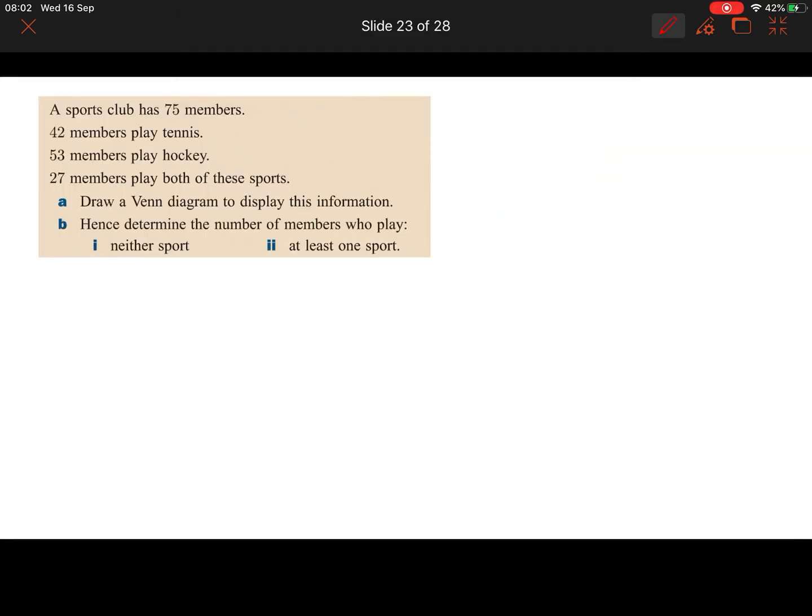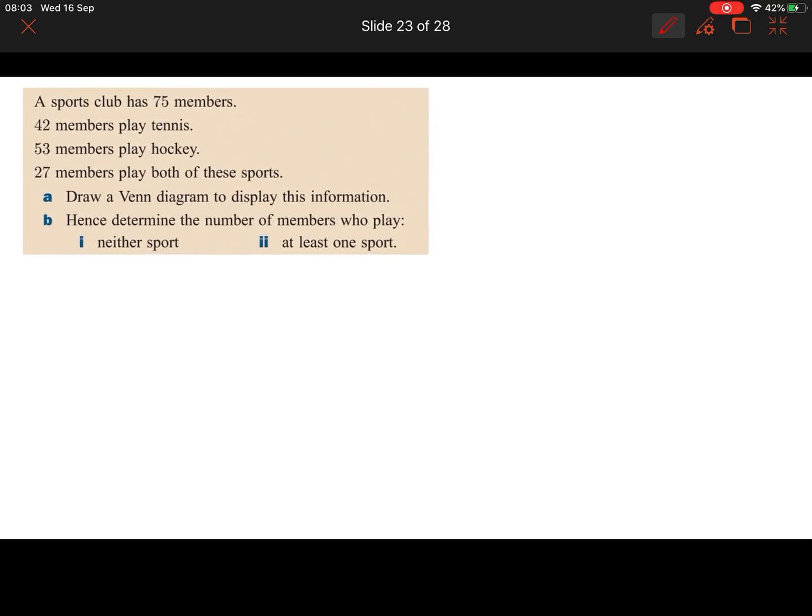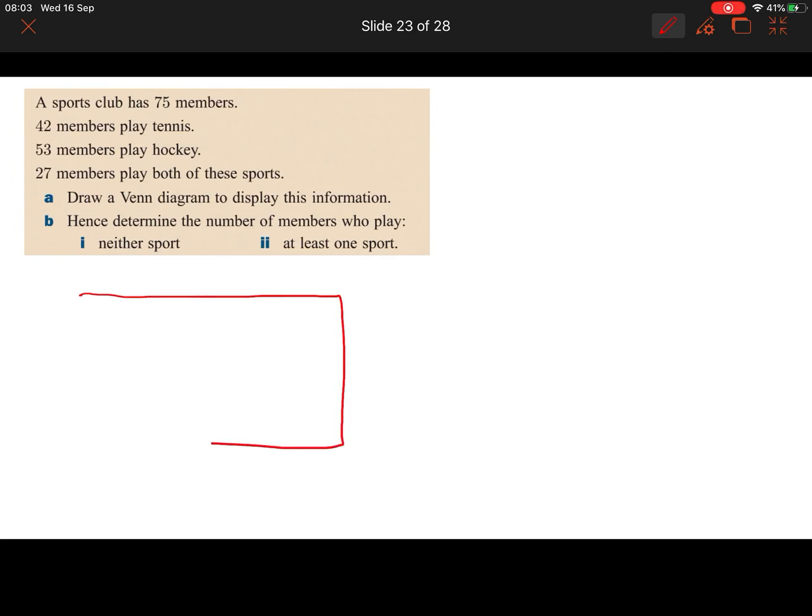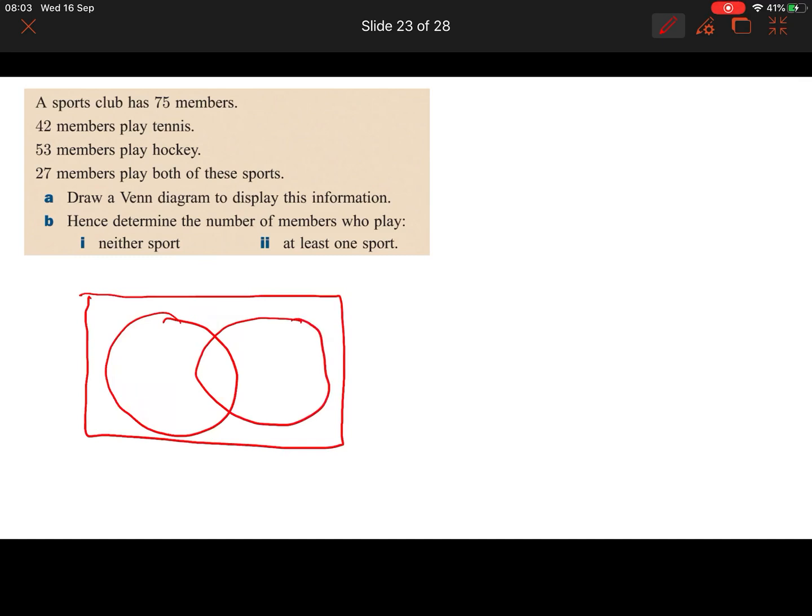Right, now, just going to do this one, and then I'm going to stop the video, and there'll be a part 2. So just have a look at this. A sports club has 75 members. 42 members play tennis, 53 members play hockey, 27 members play both of these sports. Draw a Venn diagram to start to show this information. Make the circles nice and big. Okay, and we're going to have tennis and we're going to have hockey.